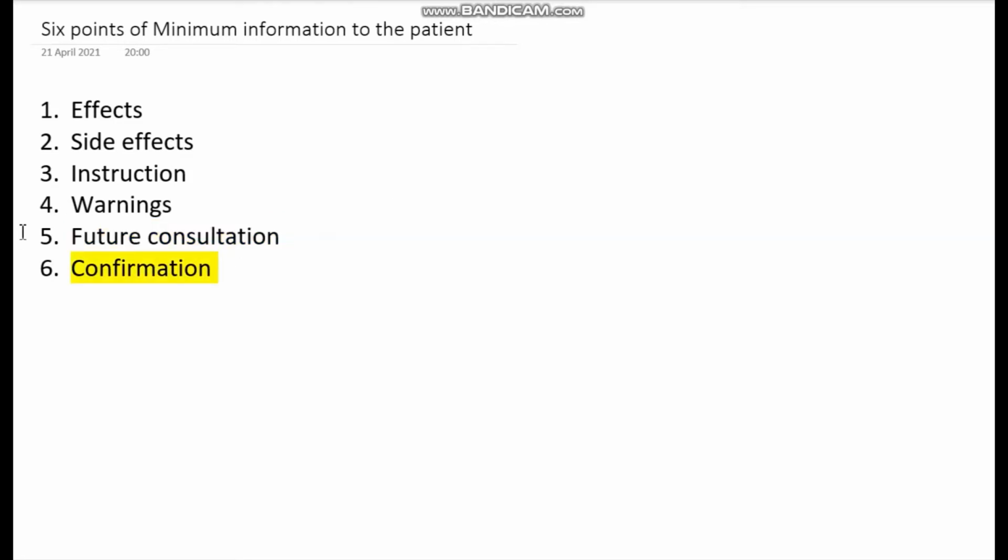The sixth point is regarding the confirmation. Now, what do you mean by confirmation? Confirmation is nothing but you will ask the patient, is everything clear? You will ask the patient if he understood what has been instructed. You'll ask him, what do you understand? What do you know about the instructions? When did I tell you to take the drug? So, what are you going to be careful about?